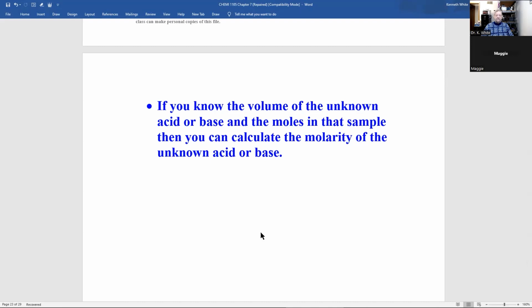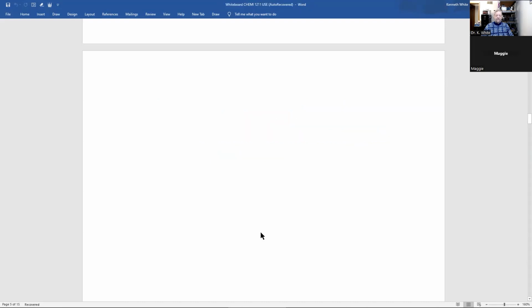Now, don't tell anybody, but I'm going to show you how to do, for certain types of acid and bases, the simple way to determine the unknown molarity of the acid or base with a titration. Shh, don't tell anybody, and be nice.